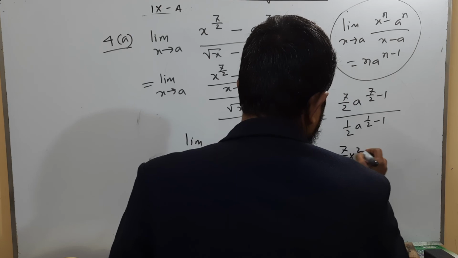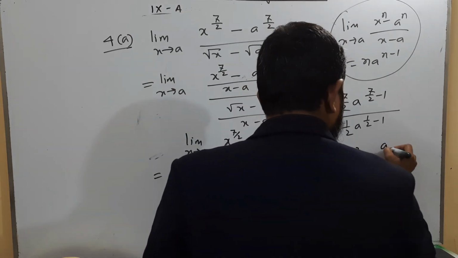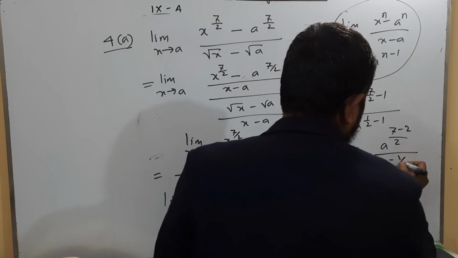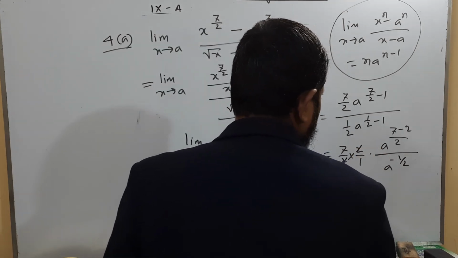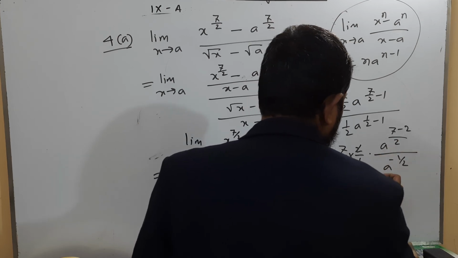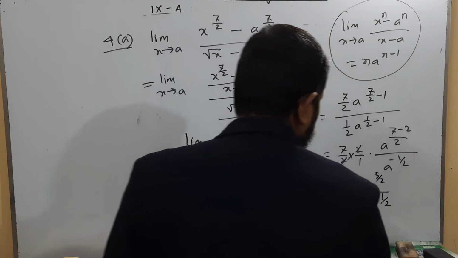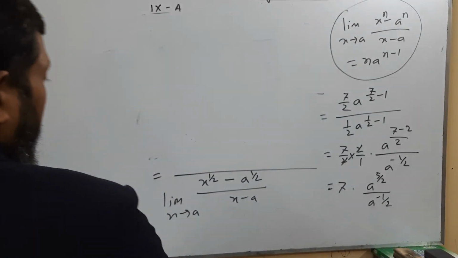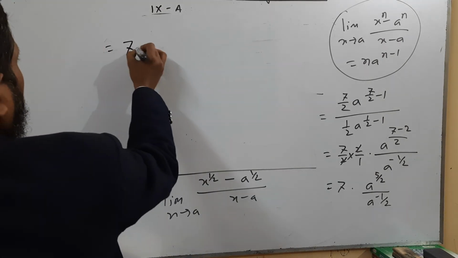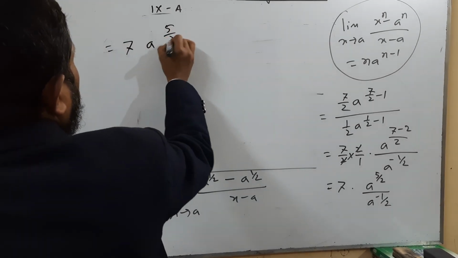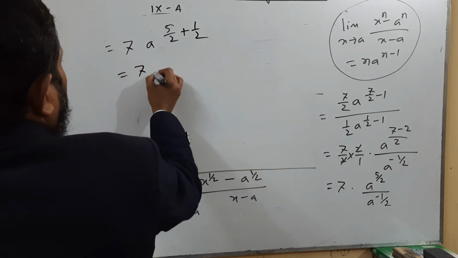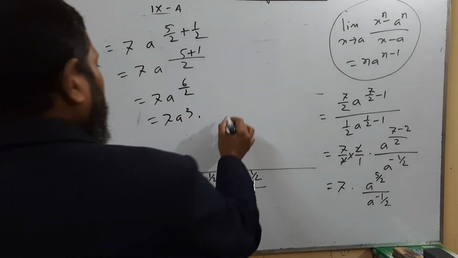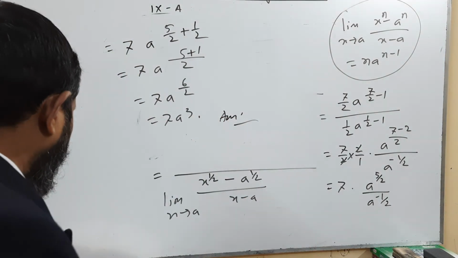Now 7 by 2 times 2 by 1, here a to the power, taking LCM 2, 7 minus 2, we get 5 by 2, and here a to the power minus half. 2 will cancel, 7 a to the power 5 by 2, over a to the power minus half. According to the rules of exponents, we can write a to the power 5 by 2, minus minus, this will be plus, 7a to the power 5 plus 1 by 2, that is 7a to the power 6 by 2, 7a cubed. This is the answer.